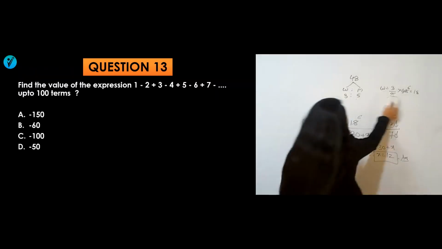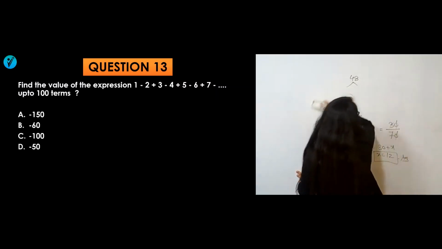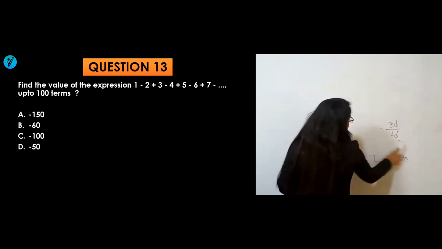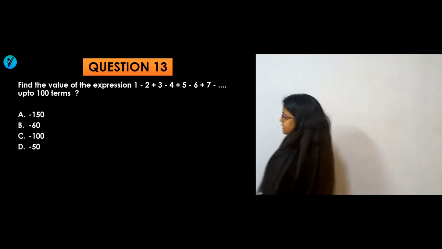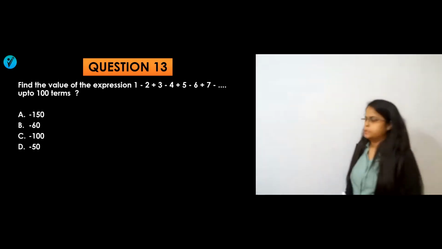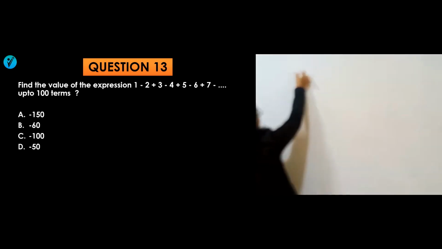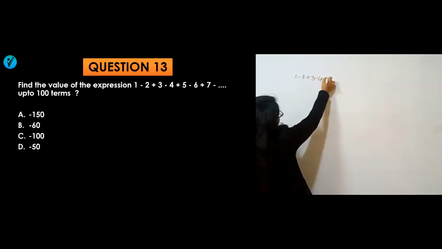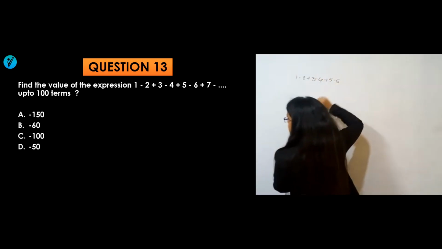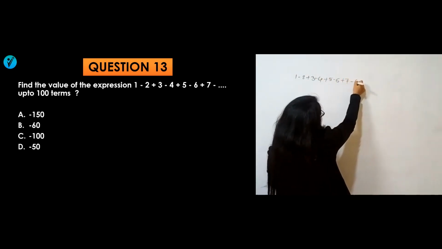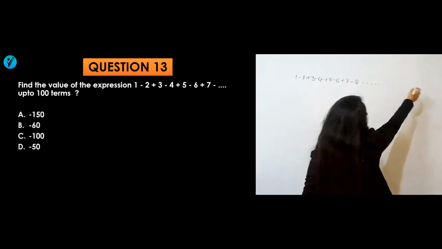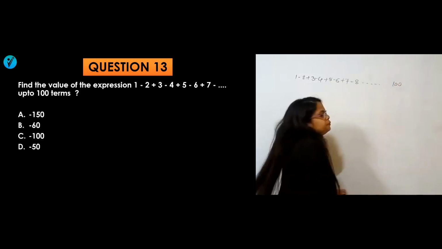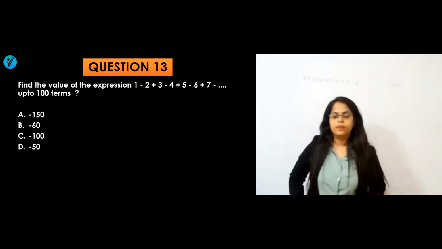Question number 13 here. This question is really easy. Find the value of the expression 1 minus 2 plus 3 minus 4 plus 5 minus 6 plus 7 minus 8 and so on, up to the 100 terms. Is it up to the 100 terms? So we have to find out the answer.